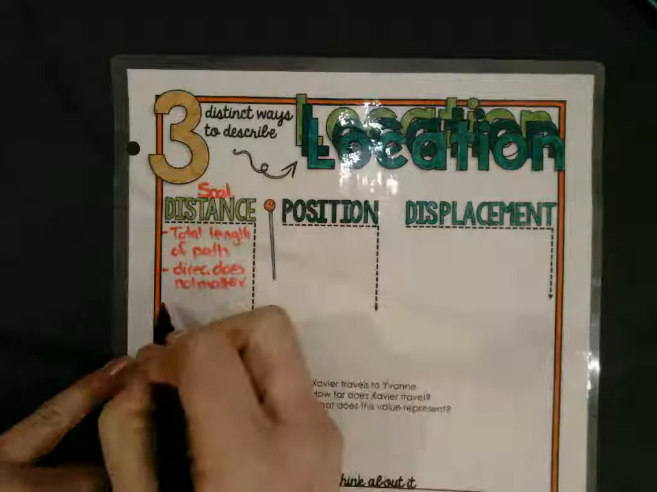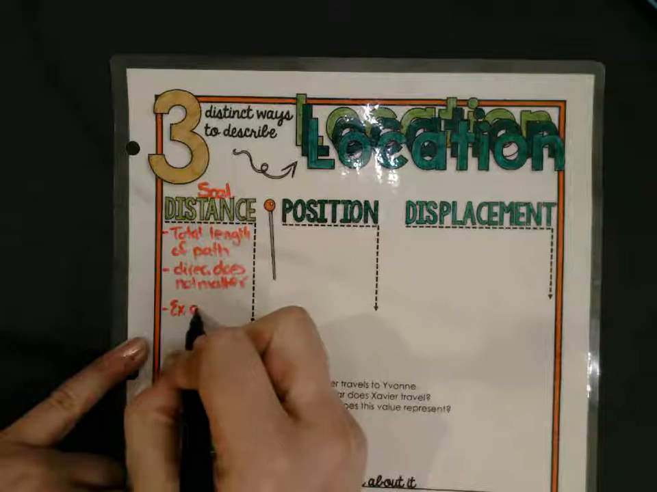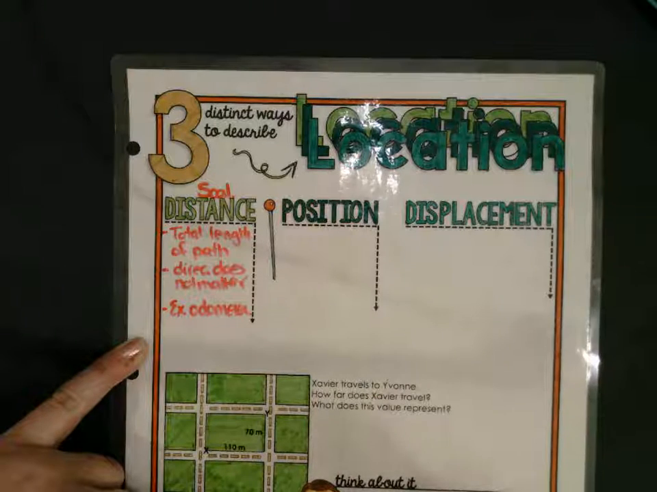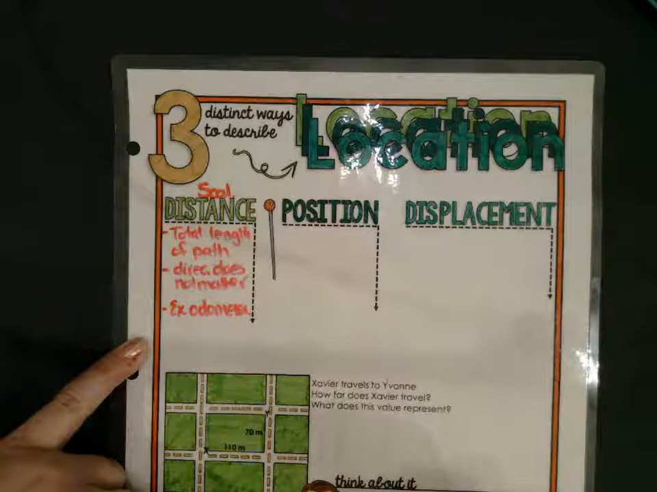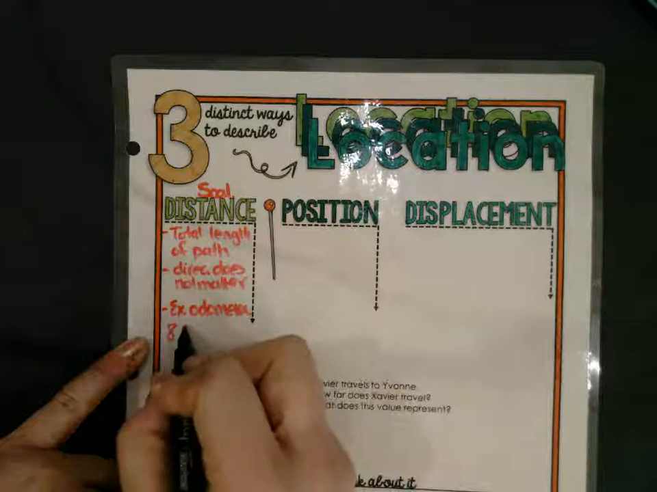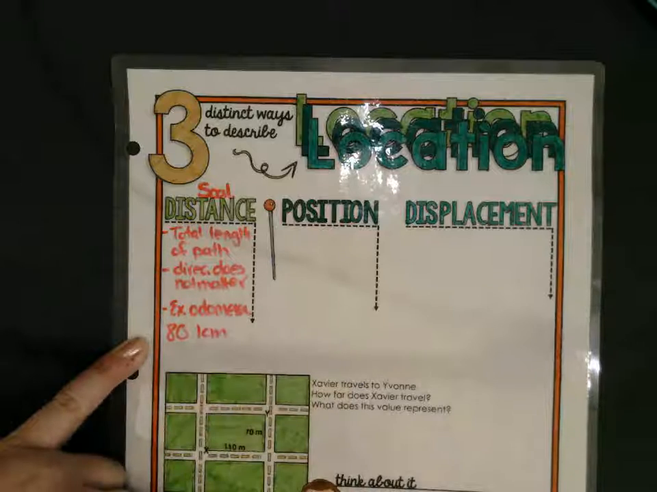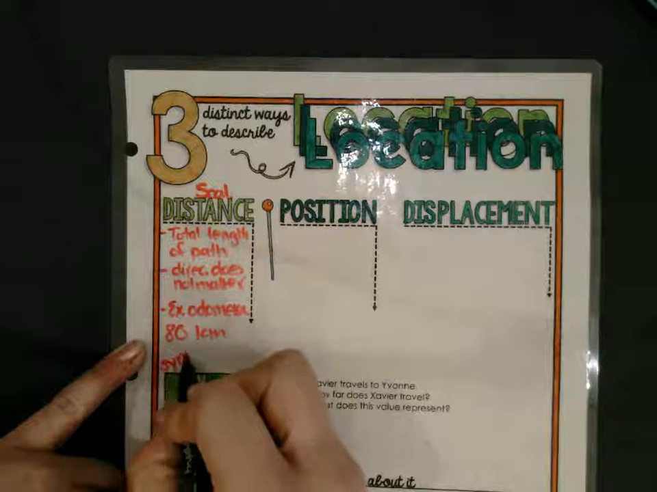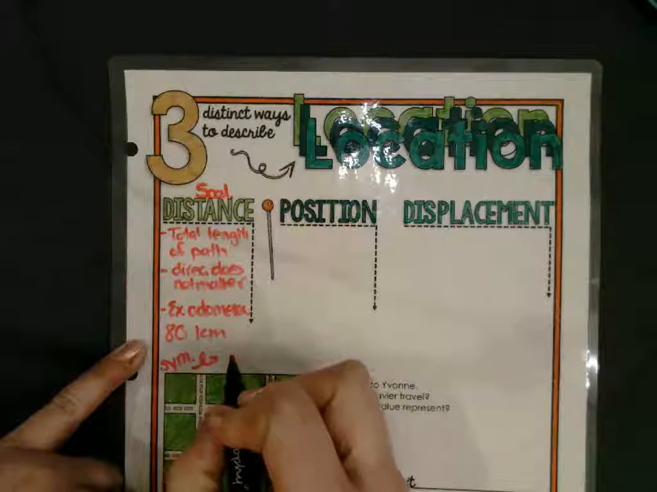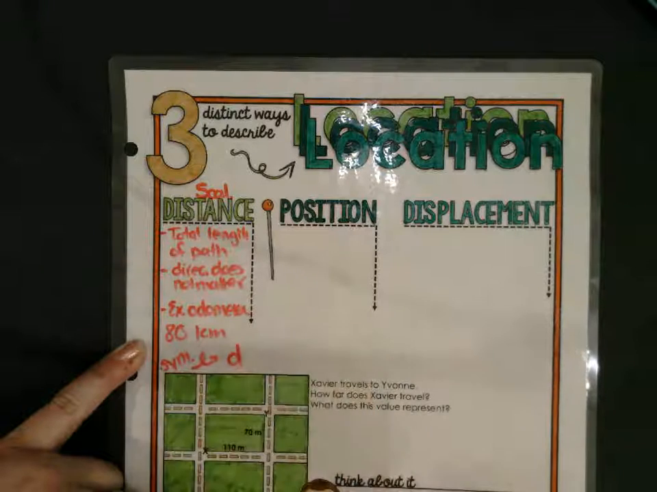And this is like what your car odometer reads. Your odometer in your car tells you how many miles you've gone. For instance, you've gone 80 kilometers or 80 miles. The symbol that we're going to use is just a letter, just a lowercase d. That's it.